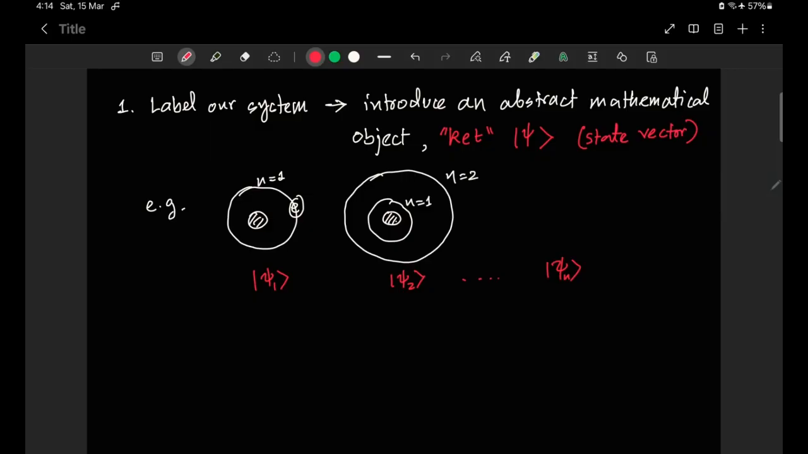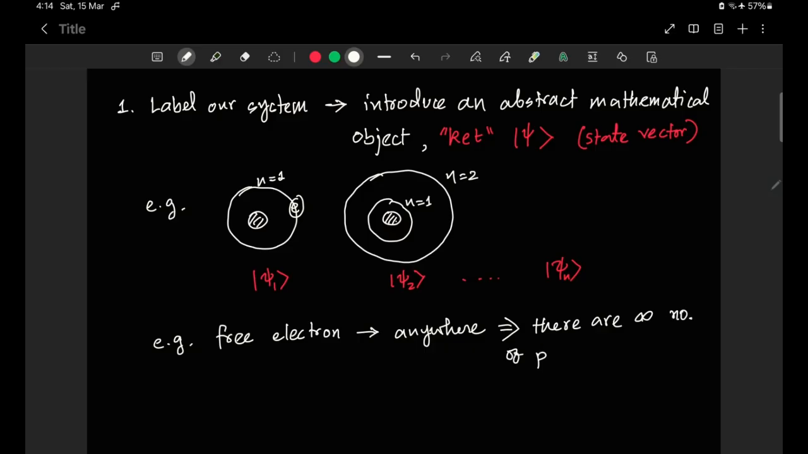Another example that I can think of off the top of my head is the free electron. If the electron is completely free, it's not near the proton and electrostatically attracted to the proton, the free electron can be anywhere, at any location at any given time. So just that word alone implies that there is an infinite number of possible states for the free electron.